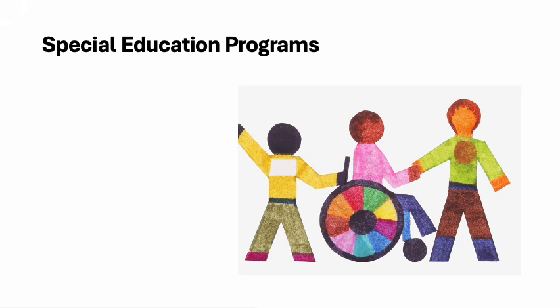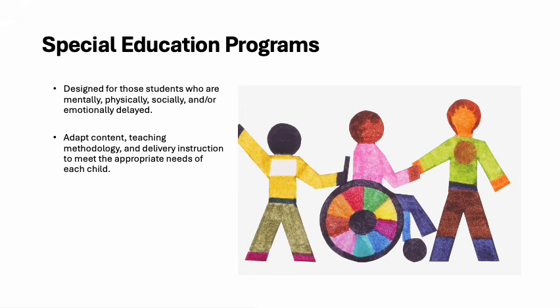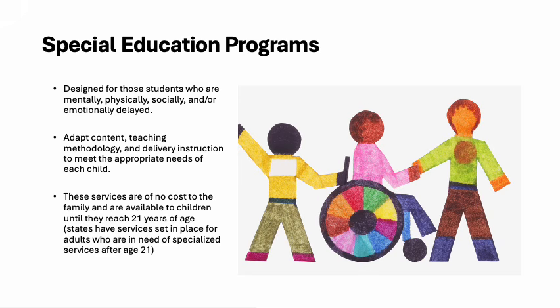So we have the first learning resource, which is the special education programs. They serve students with mental, physical, social, or emotional delays. So these programs adapt content and teaching methods so that every learner can succeed. And they are free for families and continue until age 21, with some services extending into adulthood.